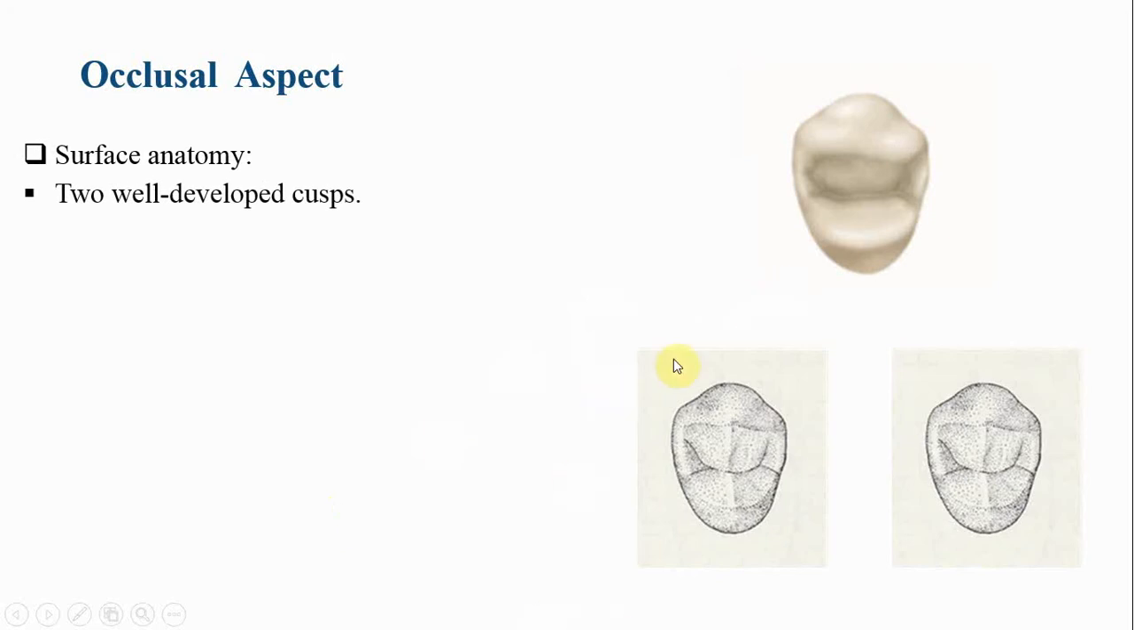Regarding the surface anatomy of the occlusal surface, it has two cusps, buccal and lingual. The buccal cusp is larger than the lingual cusp. It has a larger mesiodistal dimension compared with the lingual cusp. Each cusp has four cusp ridges descending from the tip of the cusp in four different directions. So this is the tip of the buccal cusp. We have four ridges, one toward the buccal, one mesial, one distal, and one lingual. The same applies for the lingual cusp. We have mesial ridge, buccal, distal, and lingual.